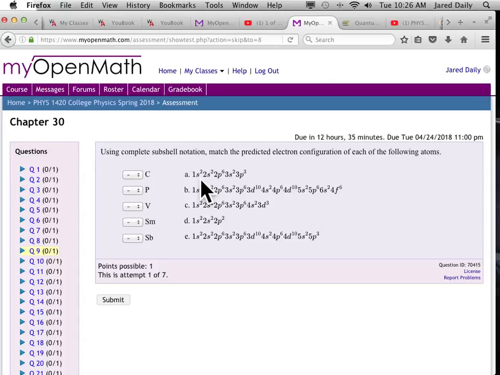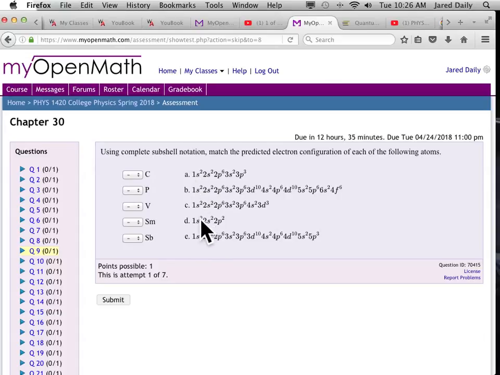No, sorry. S's are L equals 0. Your n number's 1, your L number's 0, for this right here. So s's are L equals 0, p's are L equals 1, d's are L equals 2, and f's are L equals 3. Okay?